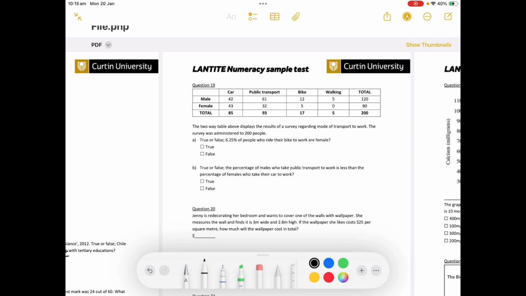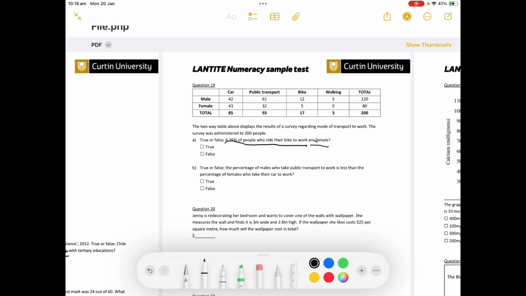Right, so we've got a table and it's talking about modes of transport to work. The survey was administered to 200 people, and we've got true or false. 6.25% of people who ride their bike to work are female. Ooh, this is kind of weirdly worded. 6.25% of people who ride their bike to work are female.